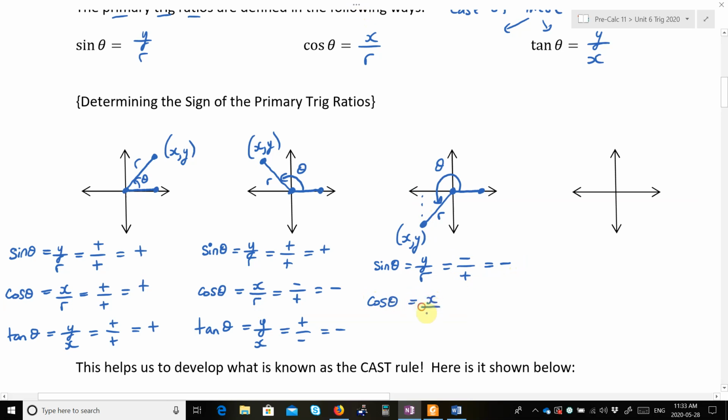Cos theta is x over r. And look at the x-coordinate. We'd have to go off to the left. So negative direction, the r is positive, and we get a negative result. And finally, tan theta is y over x. The y is negative. The x is negative, so we would get a tan ratio that is positive.